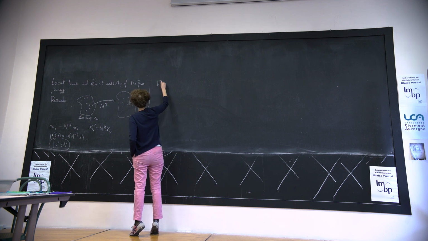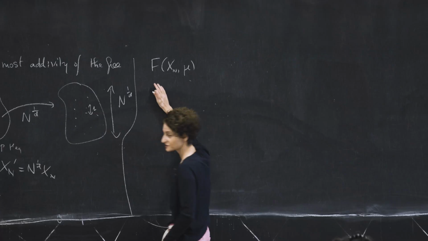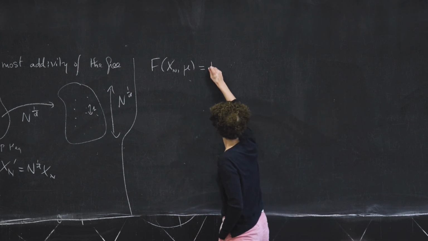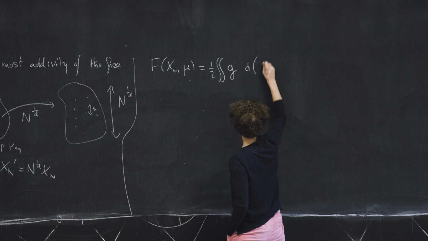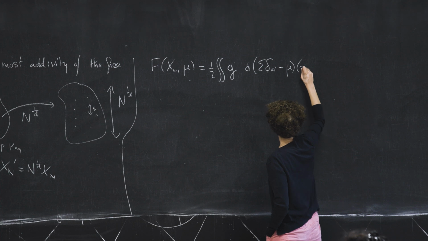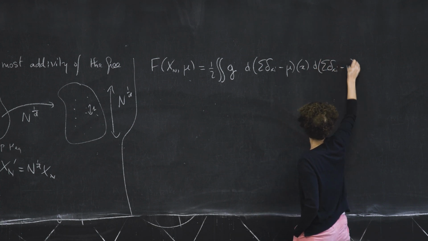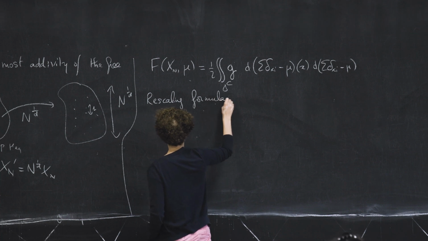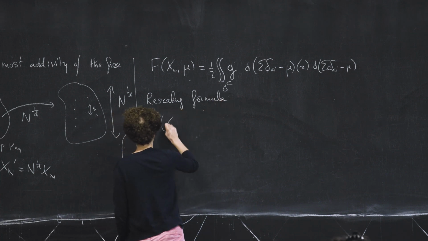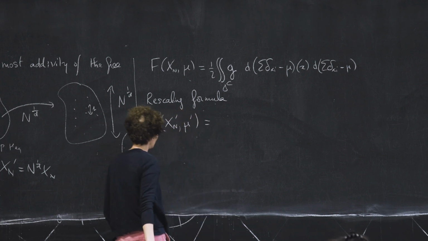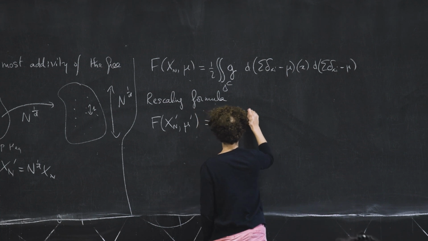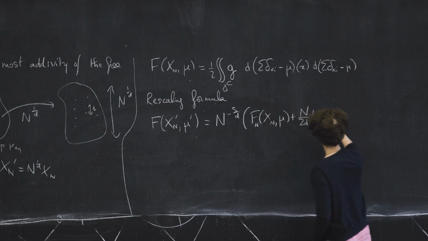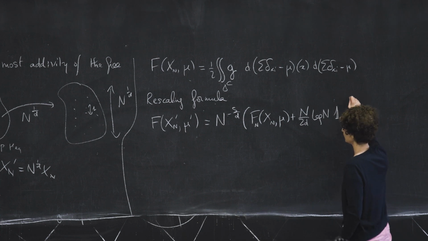And then I'm going to define f of x, n, mu. It's almost the same as my f before, but it doesn't have the n subscript. It's going to be the same energy, g of x minus y, except now there's no n in here. And the rescaling formula is that f of x_n prime, mu prime is equal to n to the minus s over d times f_n of x_n, mu, plus this n log n term that we had floating around all the time if s is 0.